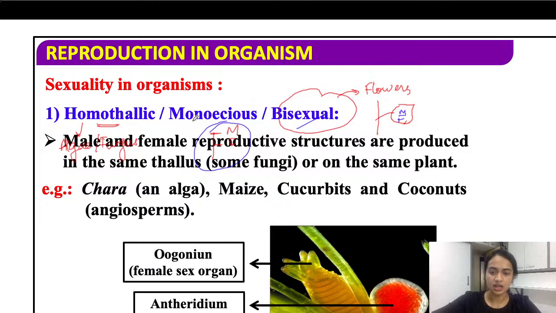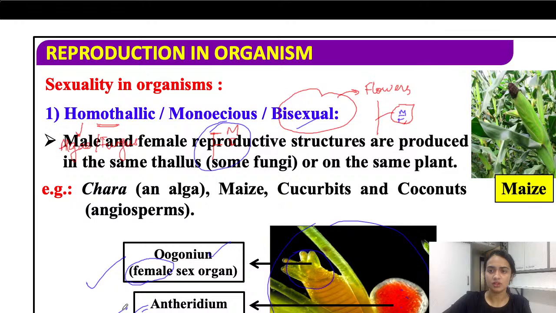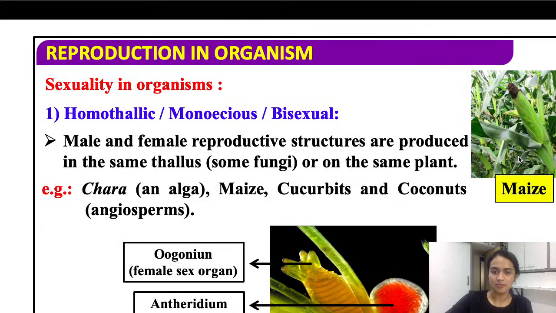See, so this is how in a single plant there is the oogonium, that is the female reproductive part, and we can see the antheridium. This is the oogonium here, and this is the antheridium, the male sex organ. So in a single flower or plant, it bears both the female and the male. Another example is maize, which we already saw here. Then this is the example of Chara.